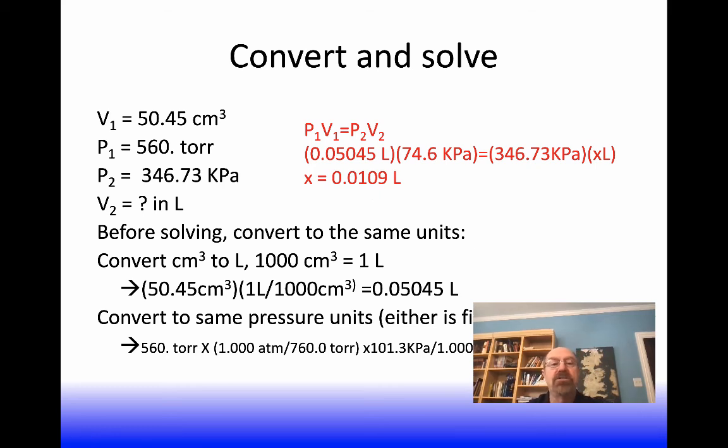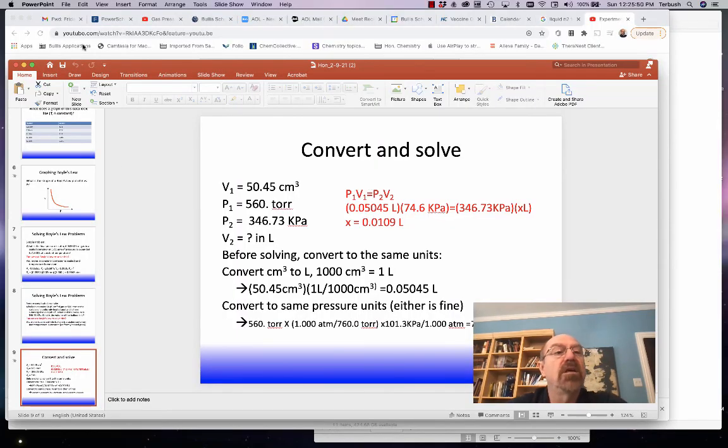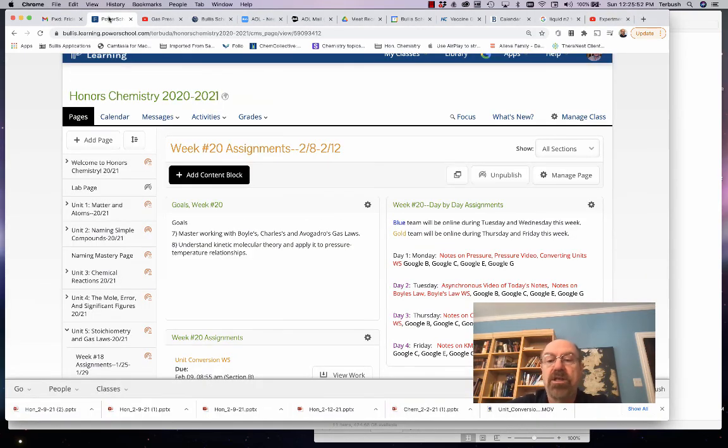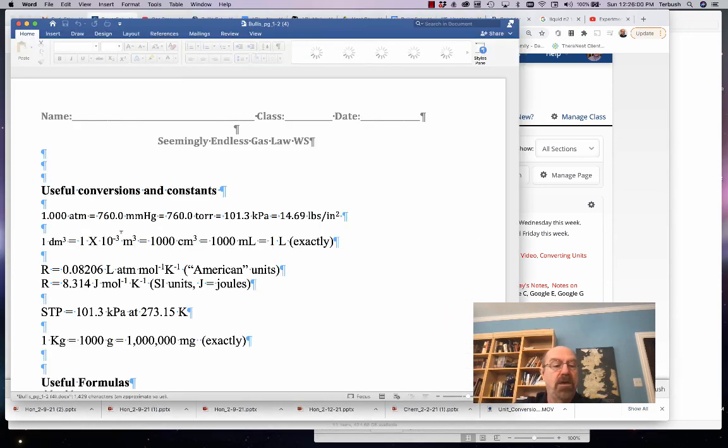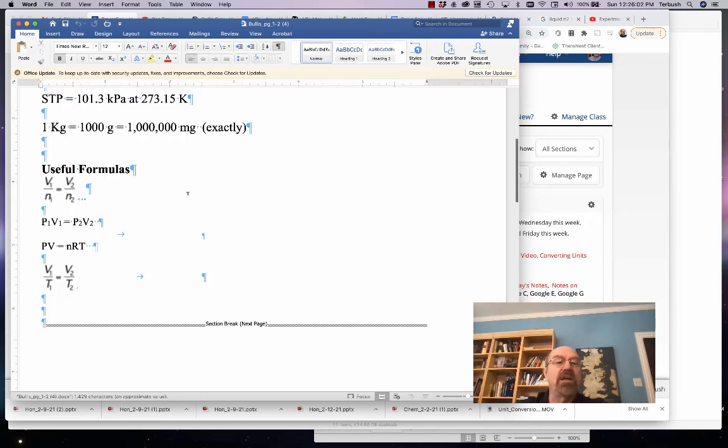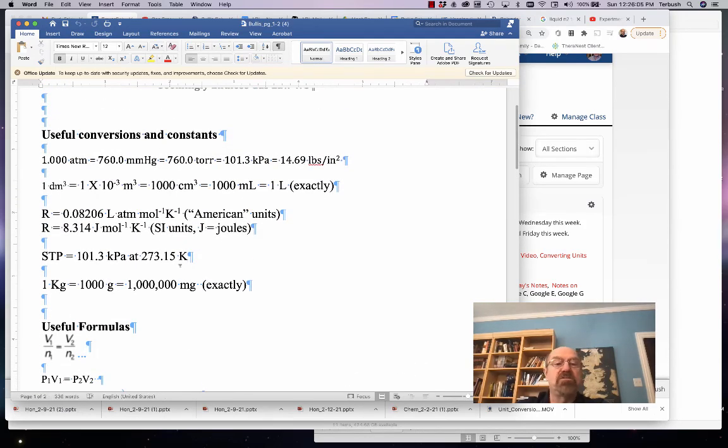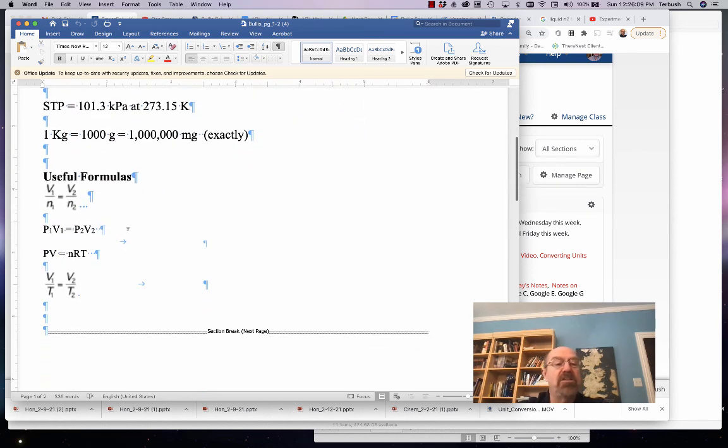Now, what do you need to do? Okay, that's it for the notes. What do you want to do if you haven't downloaded the worksheet? You want to go here, click on Boyle's Law worksheet, okay? I've been putting this at the top. This is just a handy set of conversions and units that you might or might not need to use. And it's got a bunch of formulas, which you may or may not need to use. Right now, the only formula you need to use is P1V1 equals P2V2, because all we're doing today is working on Boyle's law.